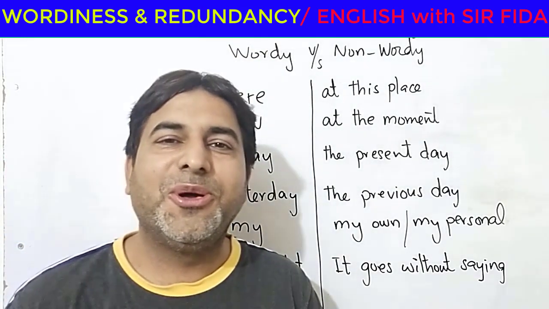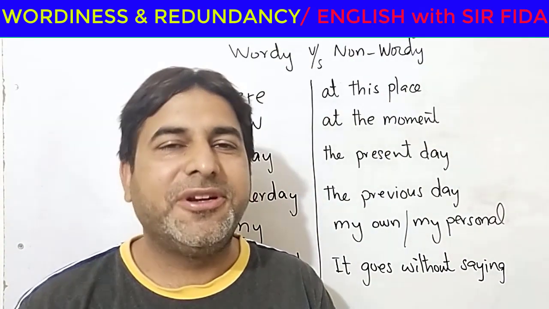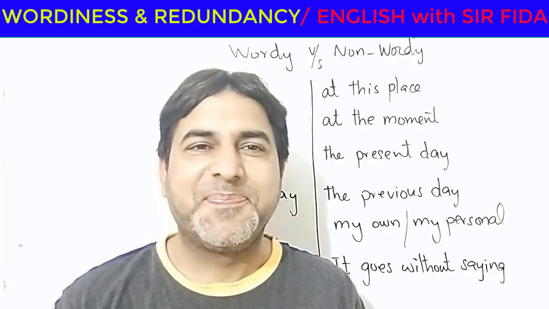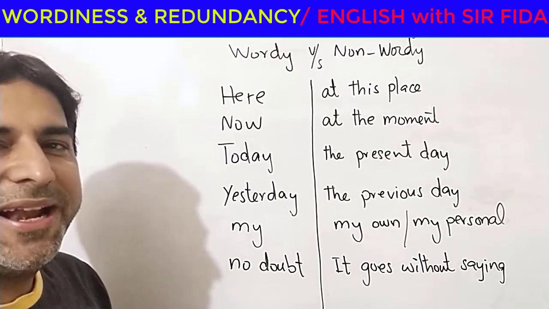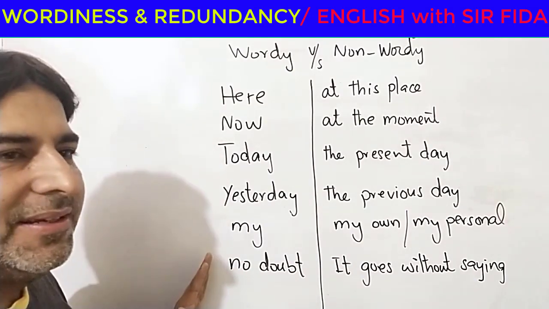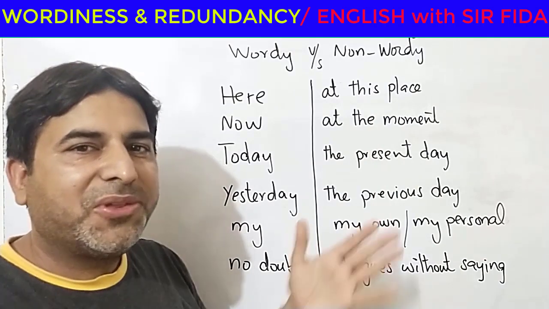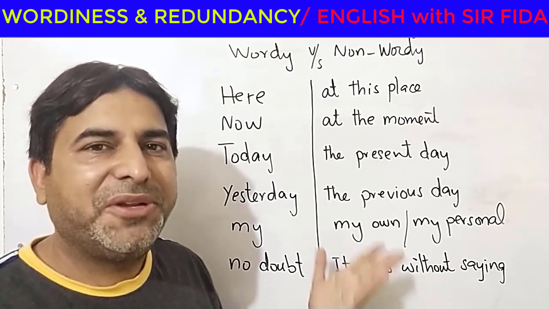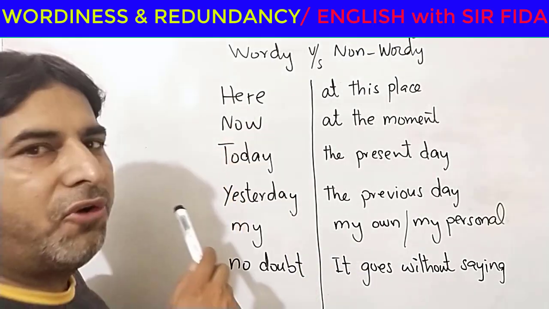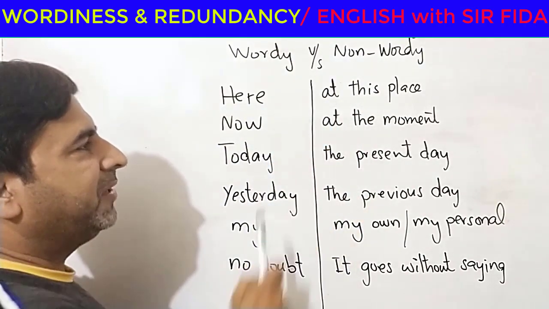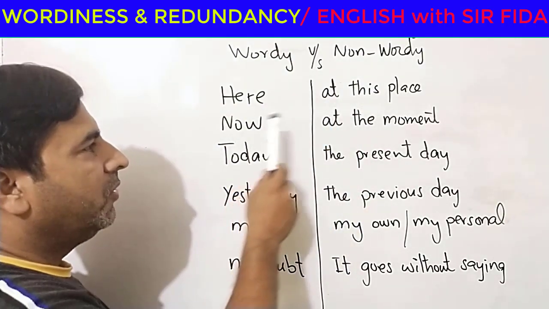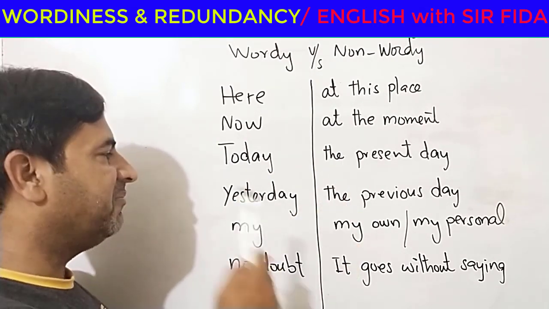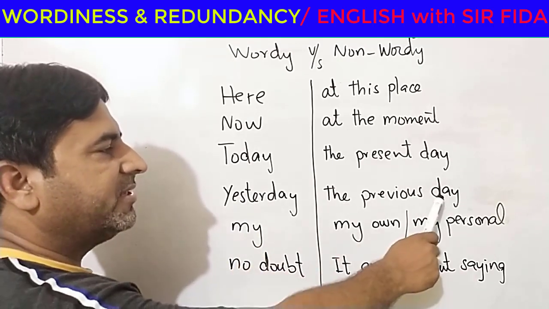So, my dear students, you have gone through the idea of wordiness. Definitely, wordiness is a style in which we use more words to convey our idea. So, there are different examples. Look at them. The column on the right side and the column on the left side both convey the same idea. There is no difference. For example, here: at this place, same. Now, at the moment, same. Today, the present day, same. Yesterday, the previous day, same.